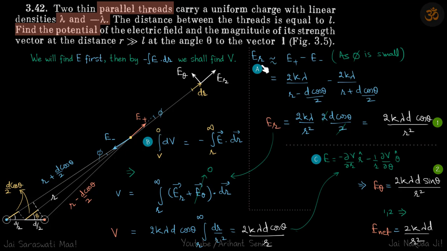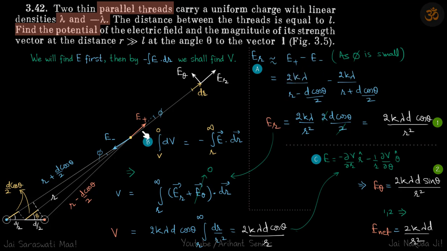So E_r is E plus minus E minus. Due to the positive charge, let's say it is E plus, and due to the negative charge, let's say it is E minus, electric field at this point. The difference of that will be the electric field in radial direction, as phi is small. So you can write the actual electric field in radial direction as E plus cos phi minus E minus cos phi. But cos phi is almost 1, so we can write it as E plus minus E minus.